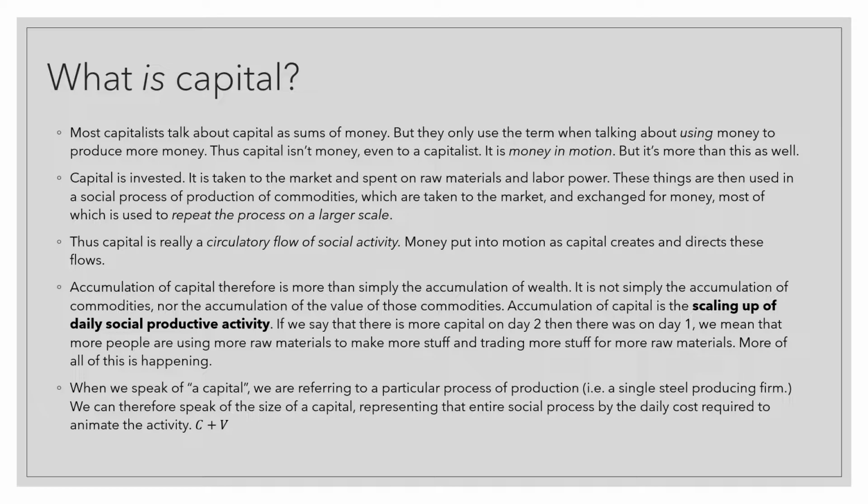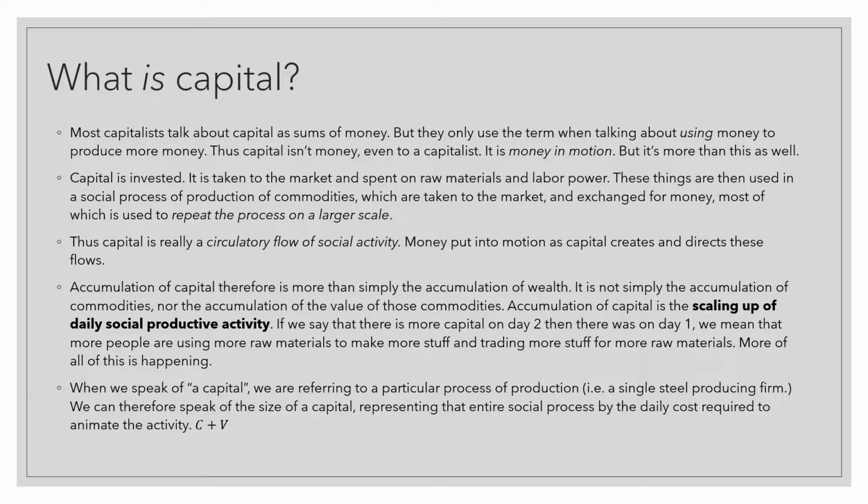Now, what's the process of creating surplus value? The process of creating surplus value is that I bring some money to market, I buy labor power, I buy raw materials, I use them in a process of production, I create new commodities, I take those new commodities to market, and I exchange them for money at hopefully a profit. That process is what we're going to define as capital. Capital is that flow of social activity.